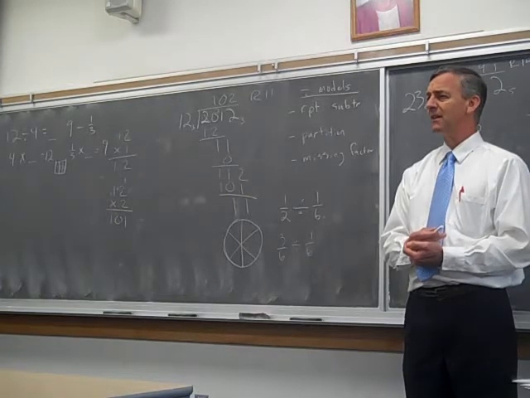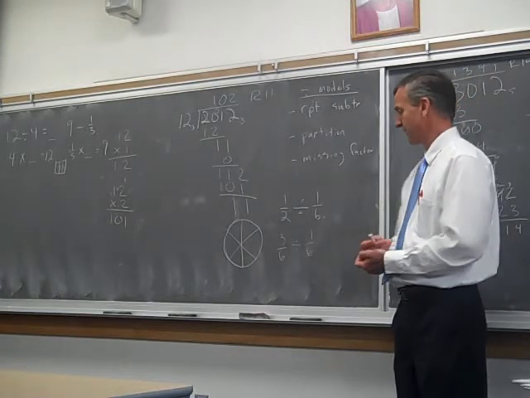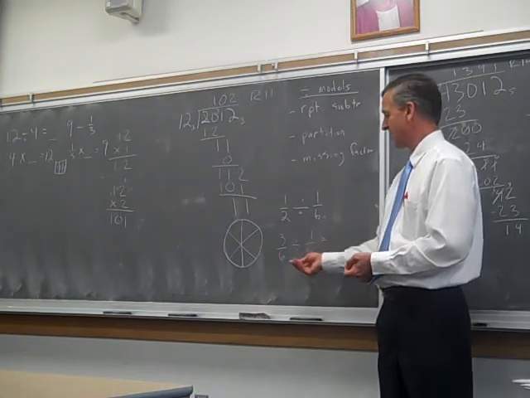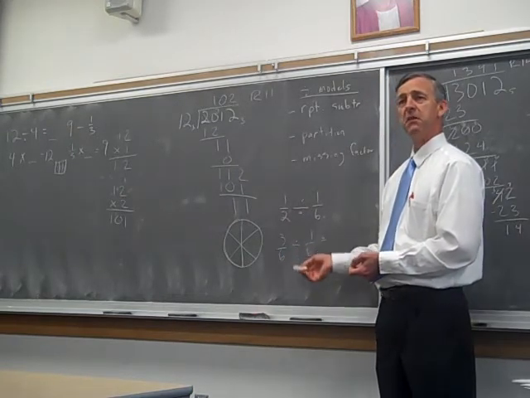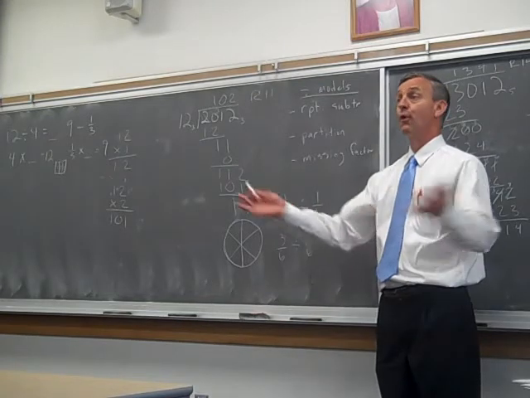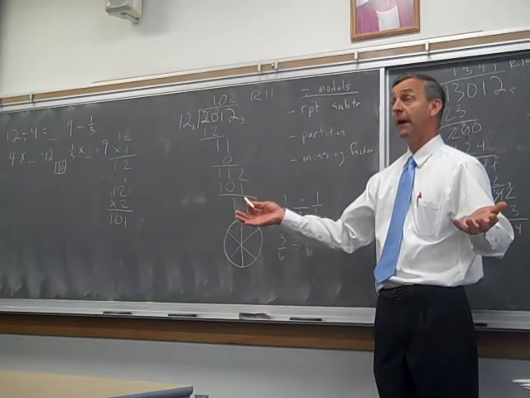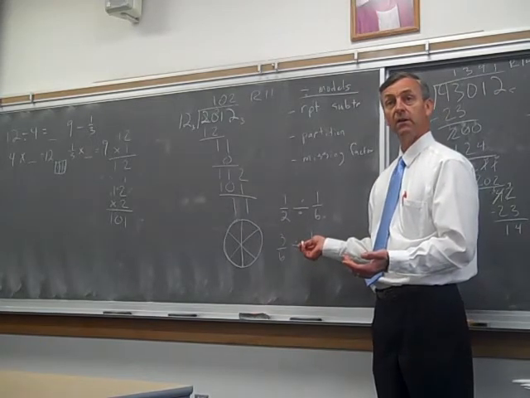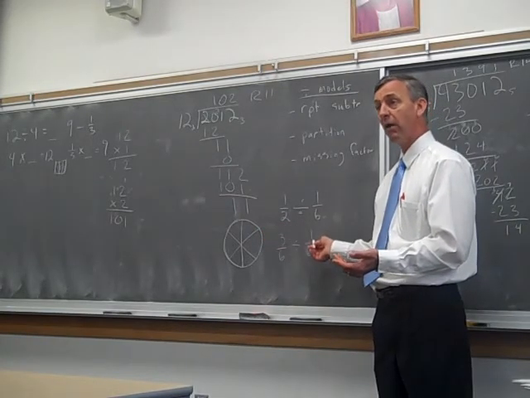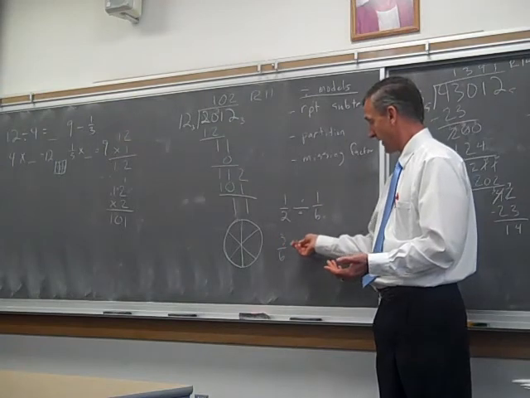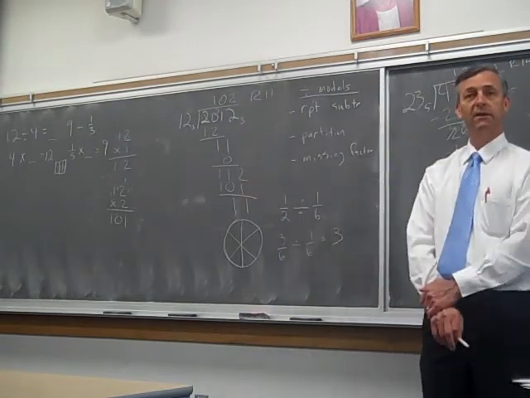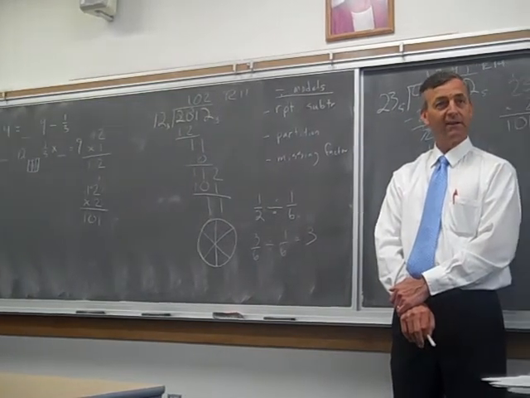Which leads to this algorithm. If the denominators are the same, throw away the denominator and write the answer of the top divided by the top. 3 divided by 1 is 3. Throw away the denominator. Doesn't it?